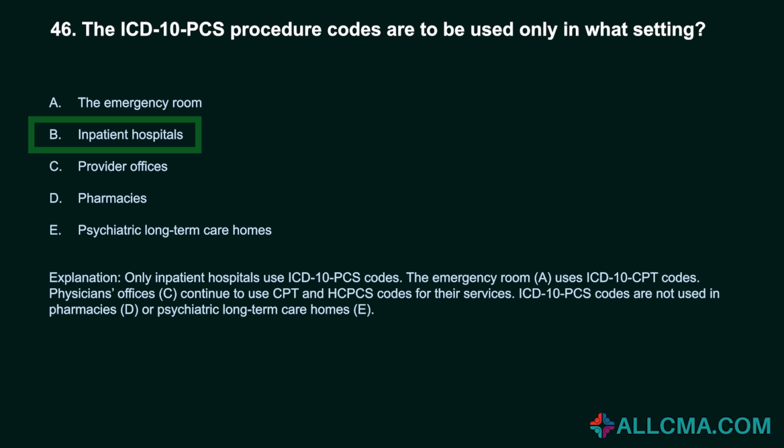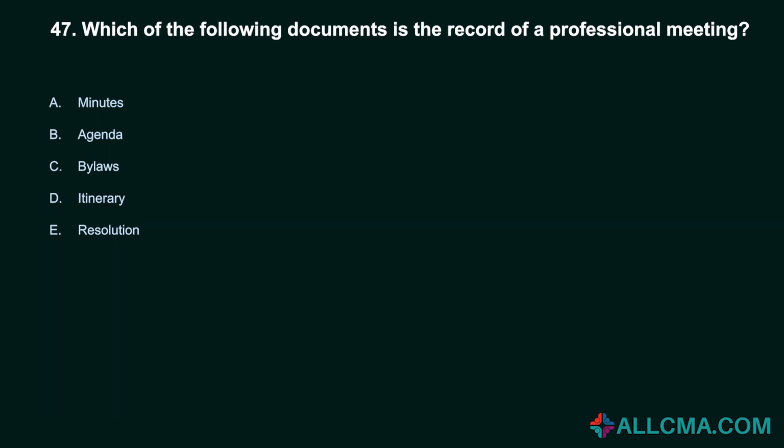Only inpatient hospitals use ICD-10 PCS codes. The emergency room, A, uses ICD-10 CPT codes. Physicians' offices, C, continue to use CPT and HCPCS codes for their services. ICD-10 PCS codes are not used in pharmacies, D, or psychiatric long-term care homes, E.